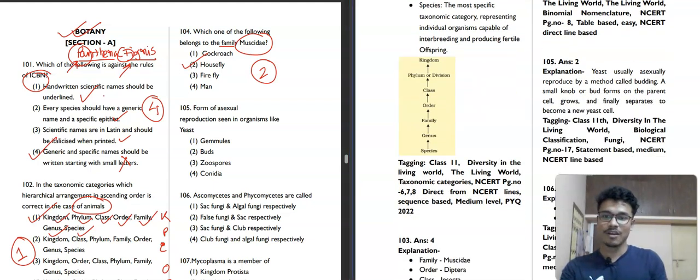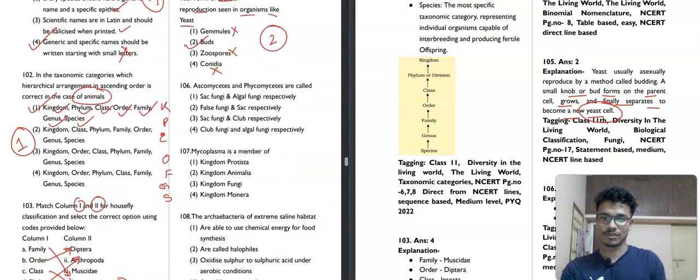Now question number 105. It is asking about forms of asexual reproduction seen in organisms like yeast. Is it gemmules? No, yeast doesn't have gemmules. Buds, yes, it is a form of asexual reproduction, vegetative reproduction in yeast, Saccharomyces cerevisiae. So your second option will be your correct answer for this question: a small knob or bud forms on the parent cell, grows, and finally separates to become a new yeast cell. So second option will be your correct answer for this question.